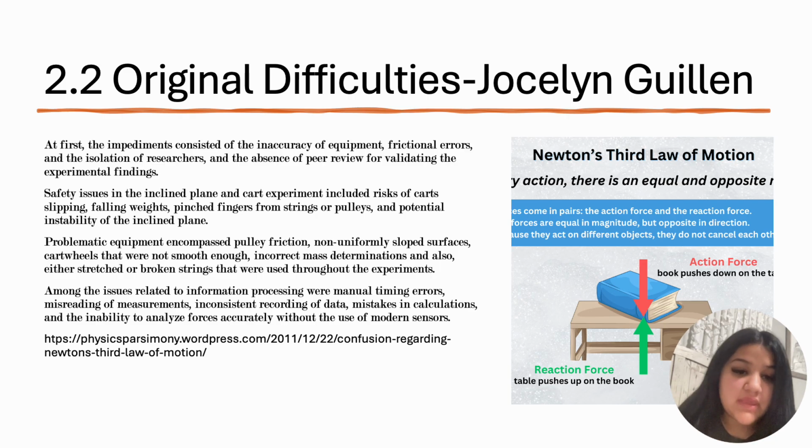Problematic equipment included pulley friction, non-uniformly sloped surfaces, cart wheels that were not smooth enough, incorrect mass determinations, and also stretched or broken strings used throughout the experiment. Among the issues related to information processing were manual timing errors, misreadings of measurements, inconsistent recording of data, mistakes in calculations, and the inability to analyze forces accurately without the use of modern sensors.